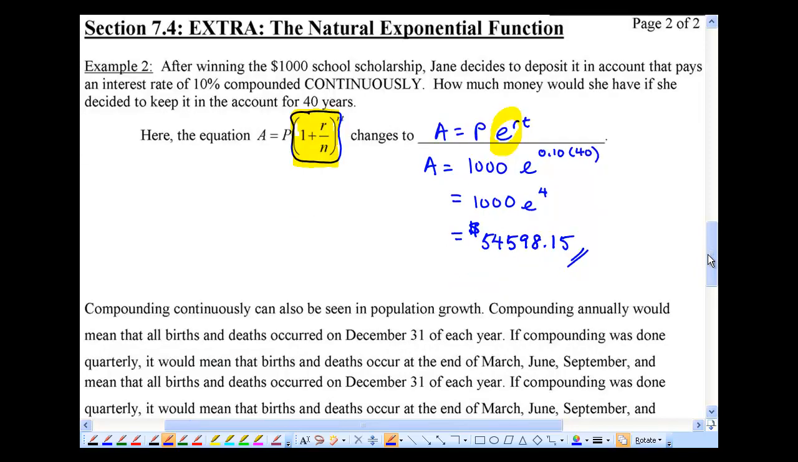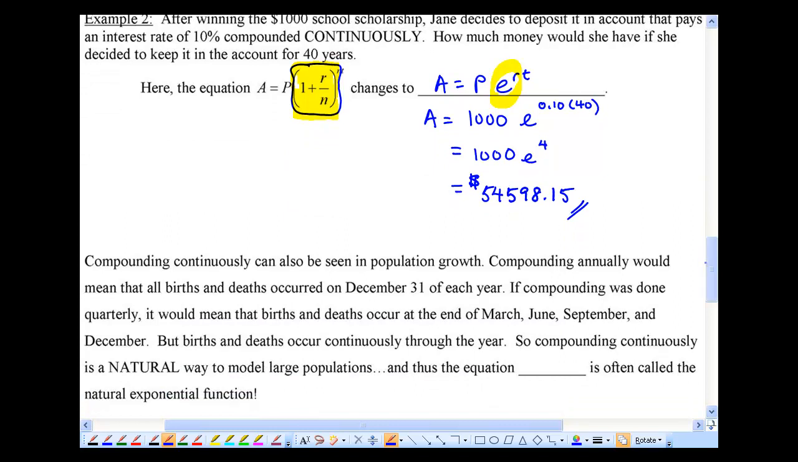Now, continuous compounding, or compounding continuously, can also be seen in population growth. As the population grows, we sometimes say it continuously grows. Why? Well, compounding annually would mean that all the births and deaths occurred on December 31st of each year, at the end. But if compounding was done quarterly, that means all the births and deaths occur at the end of each quarter: March, June, September, and December. But of course, births and deaths occur continuously throughout the year. So compounding continuously is really a very natural way to model large populations.